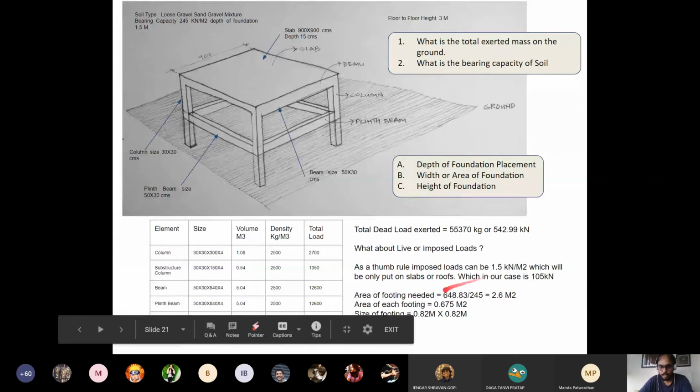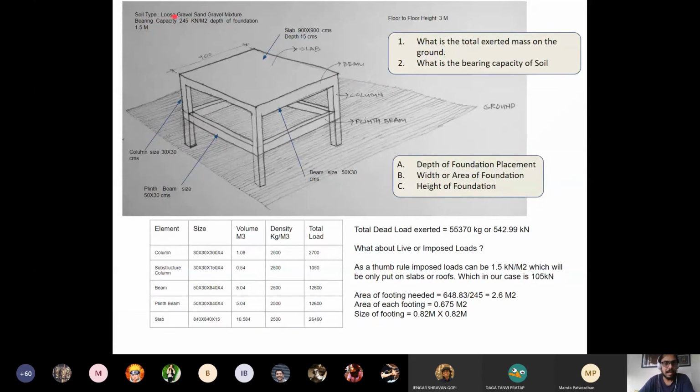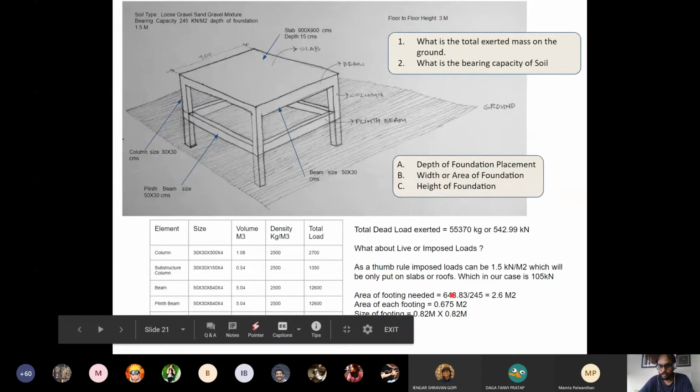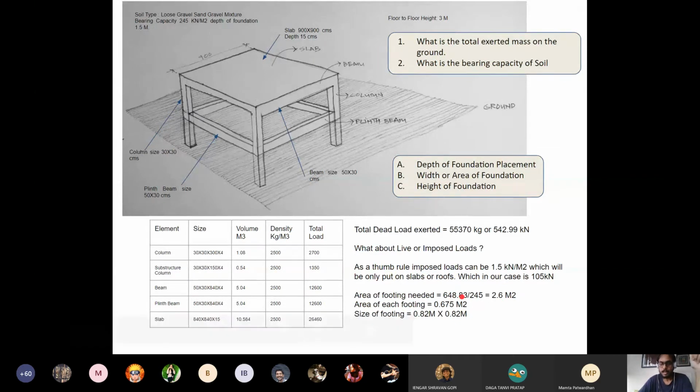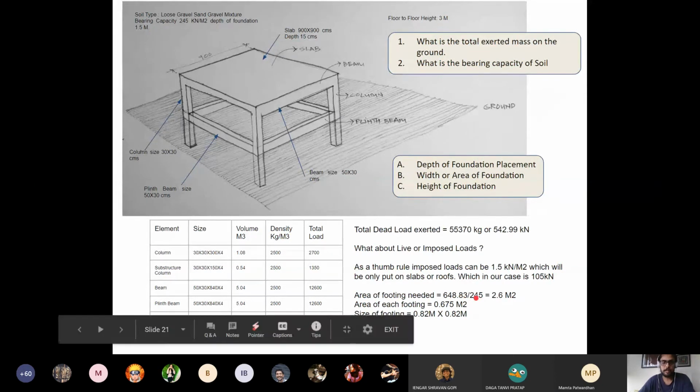What does that mean? The total area of footing is the total weight divided by the bearing capacity. I have considered a bearing capacity of a loose sand gravel mixture, which is around 245 kilonewton per meter square, and I have put the depth of foundation at 1.5 meters. What it gives me is the total area of the footing, which is again the total load which is imposed divided by bearing capacity. Very simple. It gives me 2.6 meters square.